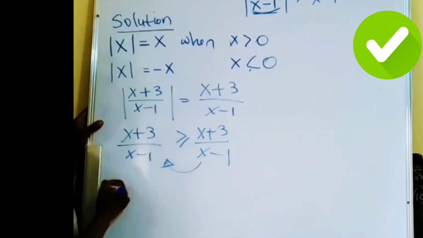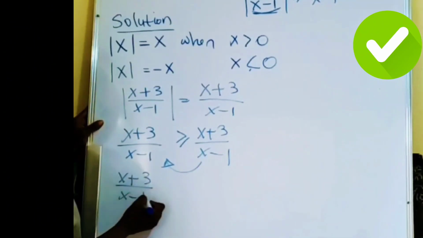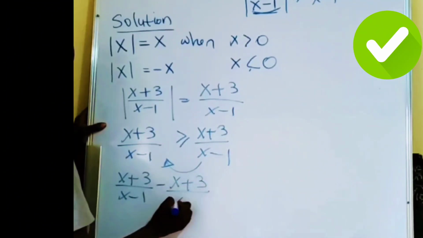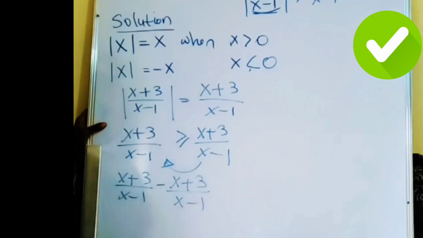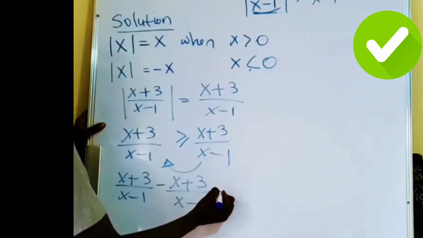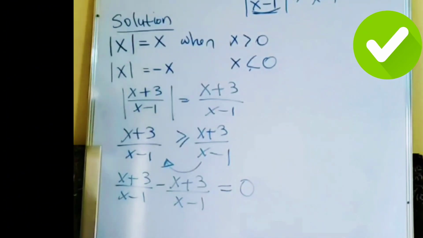Let's send this to the left hand side. We have (x plus 3) over (x minus 1) minus (x plus 3) over (x minus 1). This is equal to 0. This minus this gives us 0. So this option 1 is meaningless. It gives us 0. Now let's try the next option.